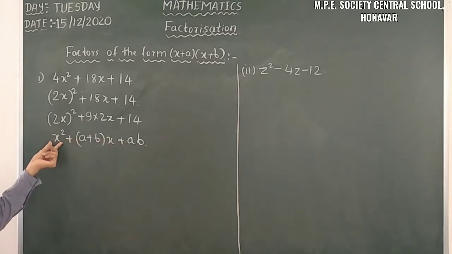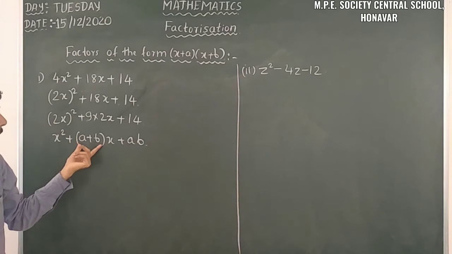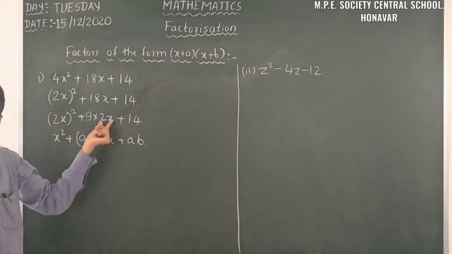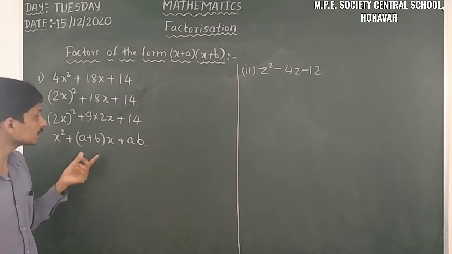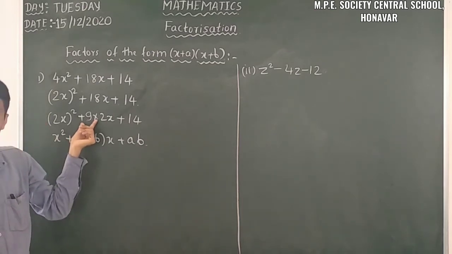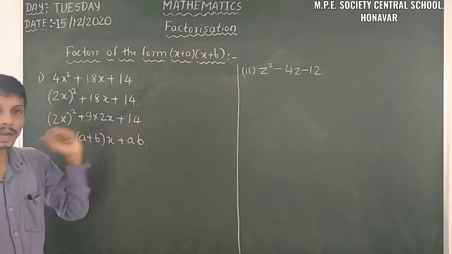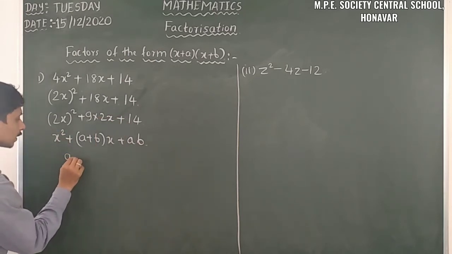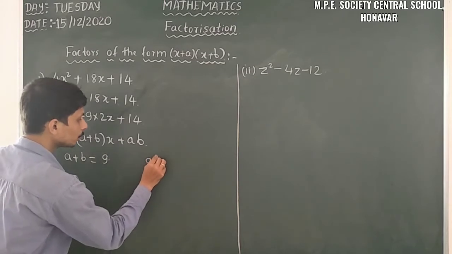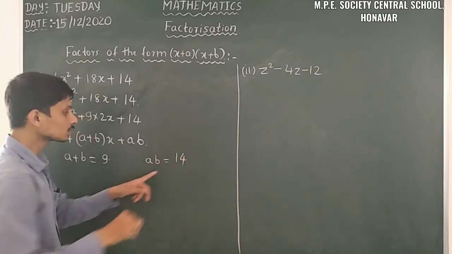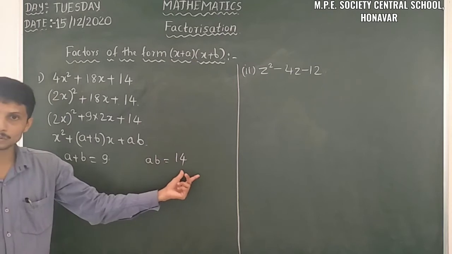So here we have x square, so 2x whole square, and (a plus b) into x. In place of x we have 2x, and ab we have 14. That means in place of a plus b we have 9 and in place of ab we have 14. That is, a plus b is equal to 9 and a into b is 14. So what are the possibilities here? We have to check.